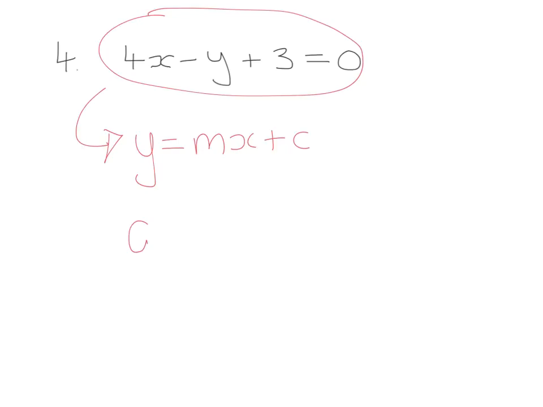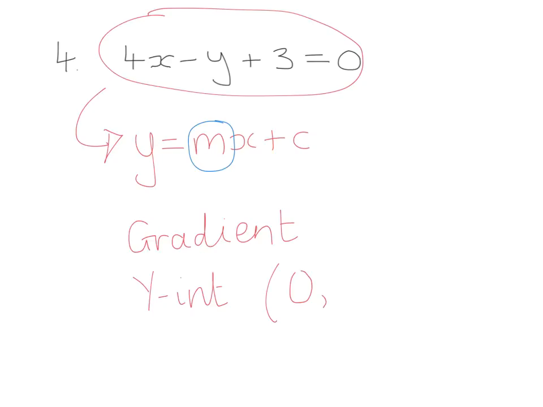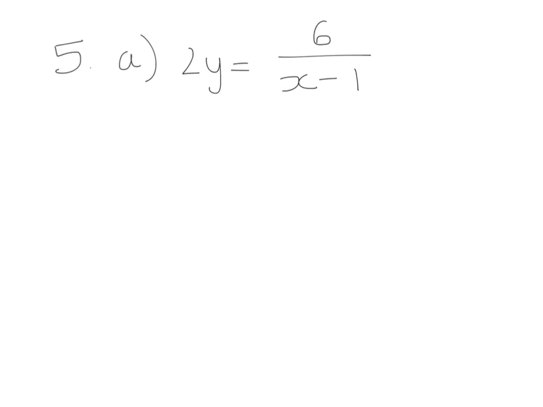Once you have that, then you need to clearly state that the gradient is equal to whatever m is, and the y-intercept is always going to be x equals 0, and then this coordinate here is going to be the value of c. Question 5 is changing the subject.